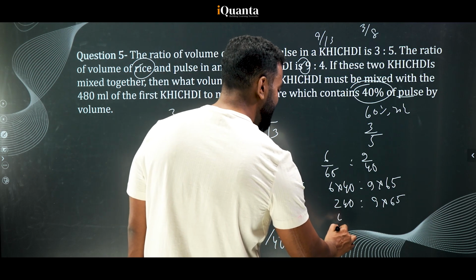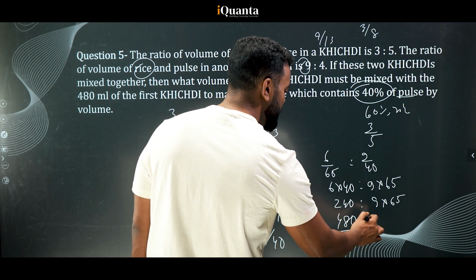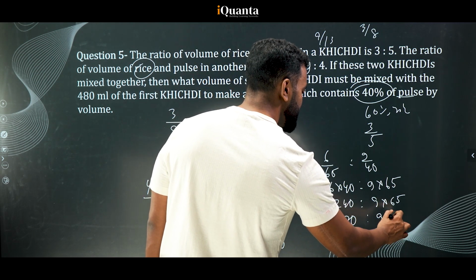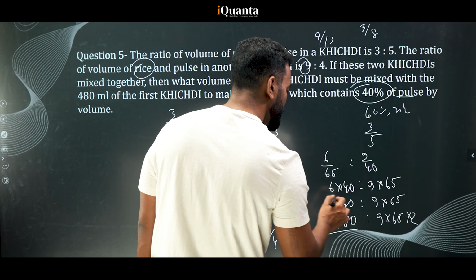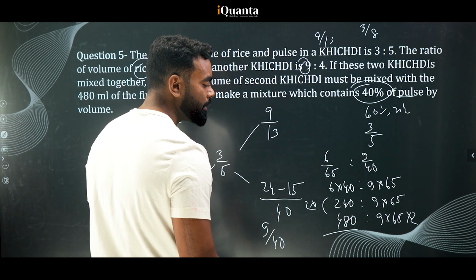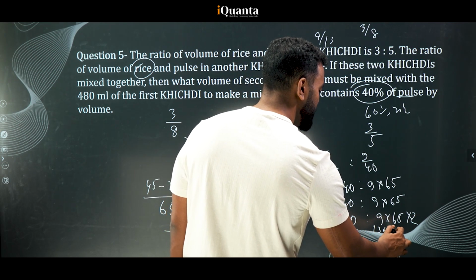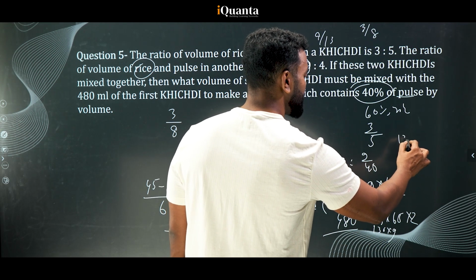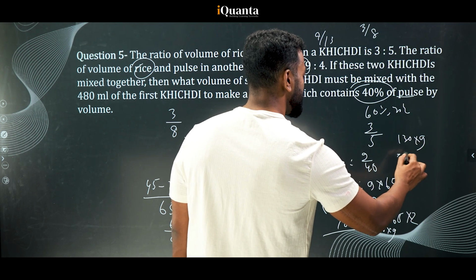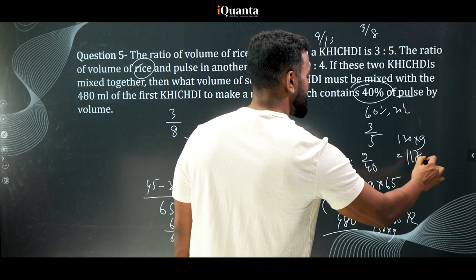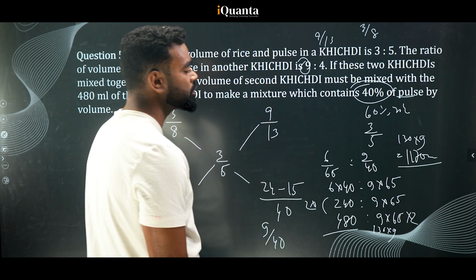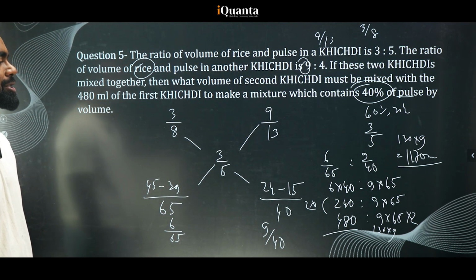So it is given that the first khichdi is 480 ml, so it should be 9 into 65 into 2. Why into 2? Because 240 into 2 is 480. So if I do that, 130 into 9, right? So your answer is 130 into 9 ml, so this is 1170 ml. So the amount of the second khichdi you need to mix is 1170 ml.